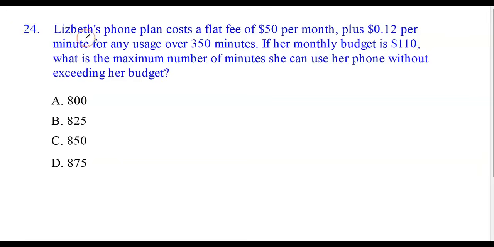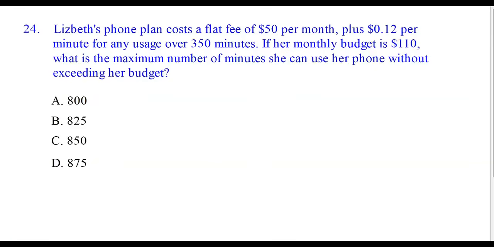Question 24. Lisbeth's phone plan costs a flat fee of $50 per month plus 12 cents per minute for any usage over 350 minutes. If her monthly budget is $110, what is the maximum number of minutes she can use her phone without exceeding her budget? Let's look at our answer choices so we know what they represent. Answer choice A represents 800 minutes. So this means, if this were the correct answer, that she could use her phone for 800 minutes, and the cost for that would not go over $110, and so on.